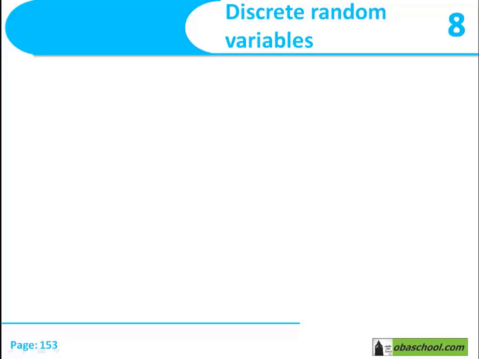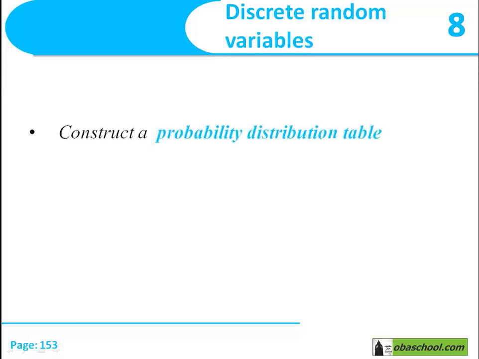Chapter 8, Discrete Random Variables. In this tutorial, we will work on an application where we can construct a probability distribution table and then we can write down a probability function.